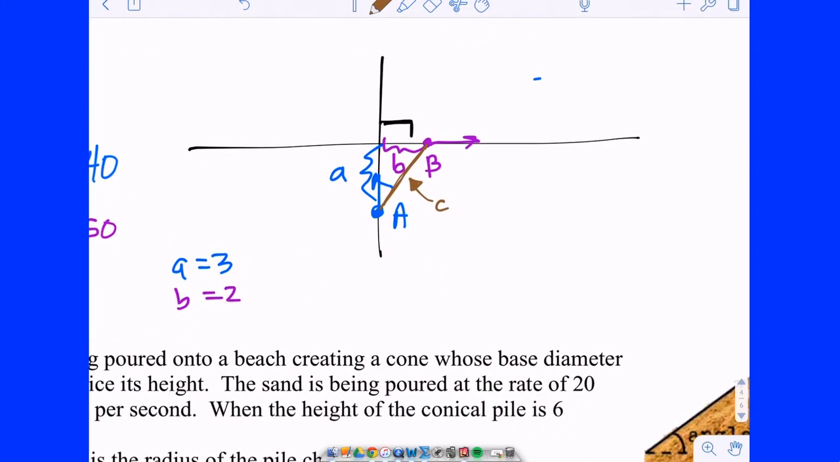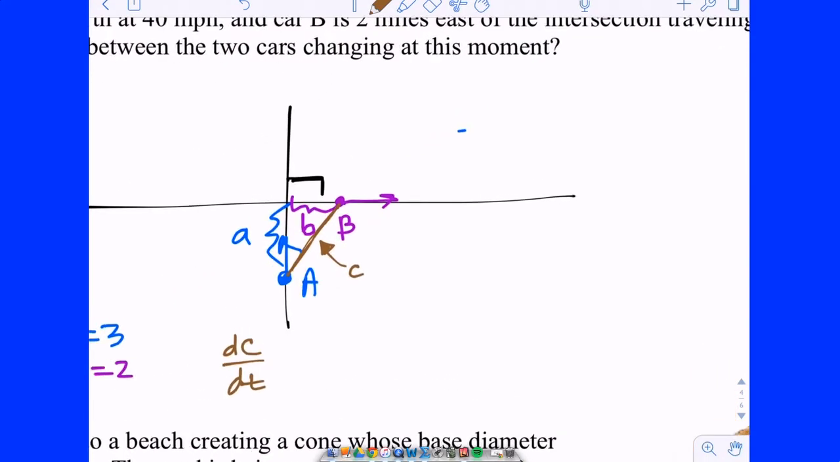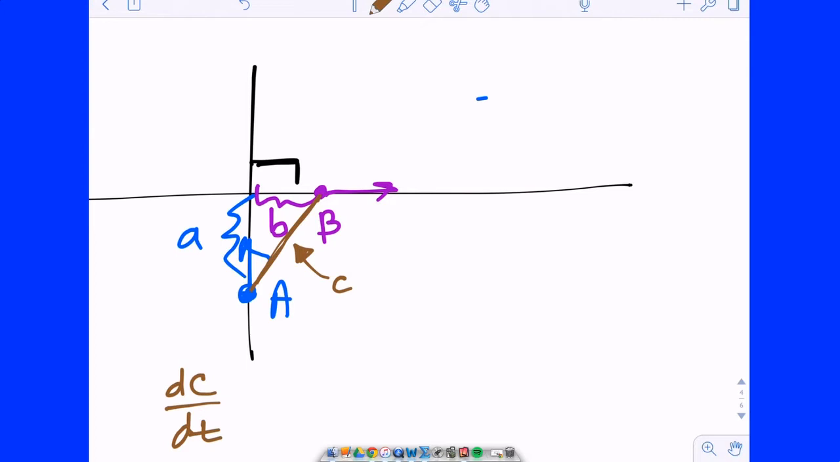So, we're looking for dC/dt, the way I labeled it. What's the equation that relates them? Pythagorean theorem, good. So, this becomes a squared plus b squared equals c squared. And they're all changing, right?